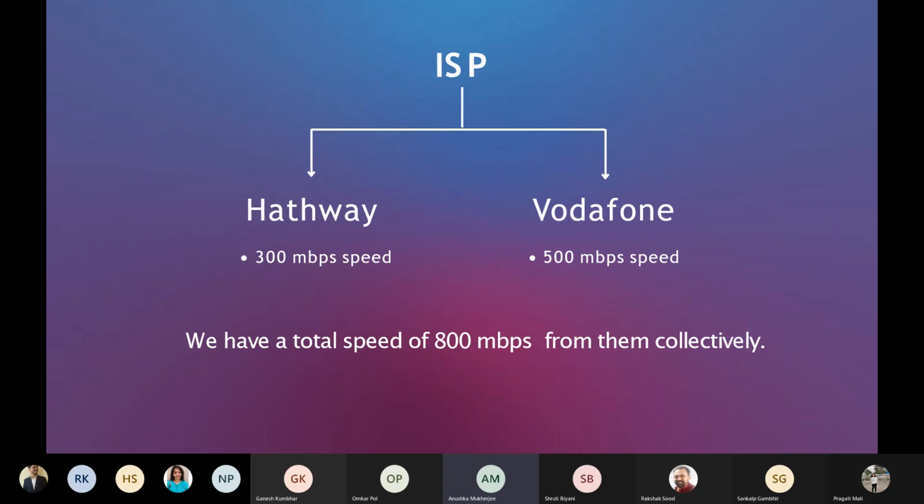So the first part of this diagram is the ISP. The full form of ISP is Internet Service Provider, which is basically a company that gives a client or a user access to the internet and similar services. In our campus, we have two ISPs, Hathway and Vodafone. The speed of the Hathway ISP is 300 Mbps, and the Vodafone one is 500 Mbps. We have a total of 800 Mbps from both of them collectively.